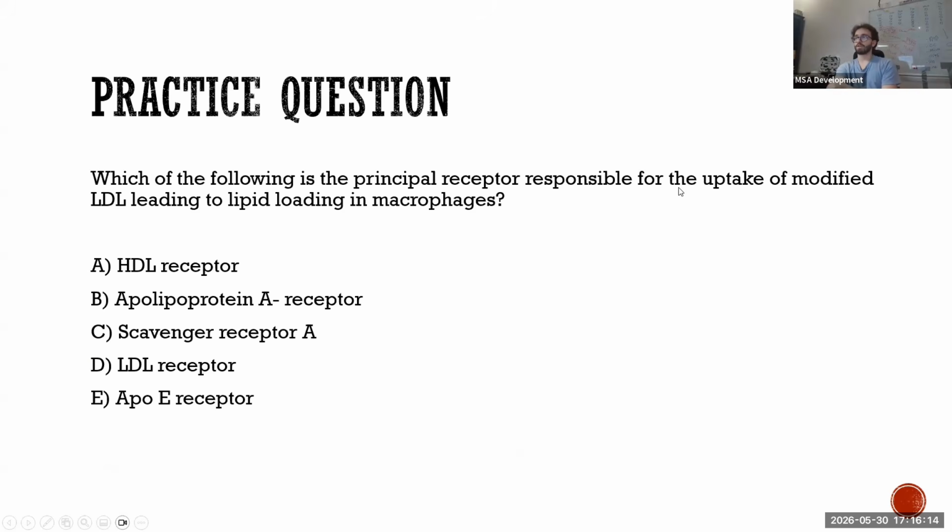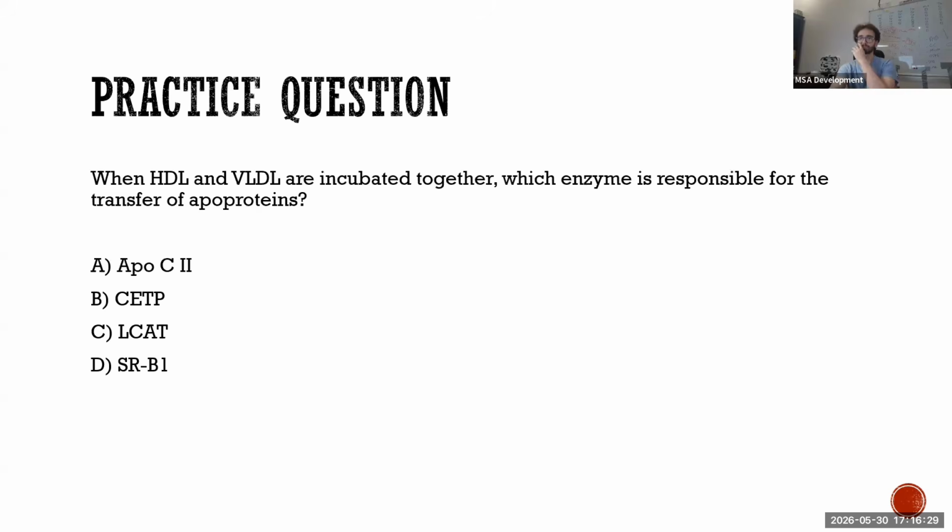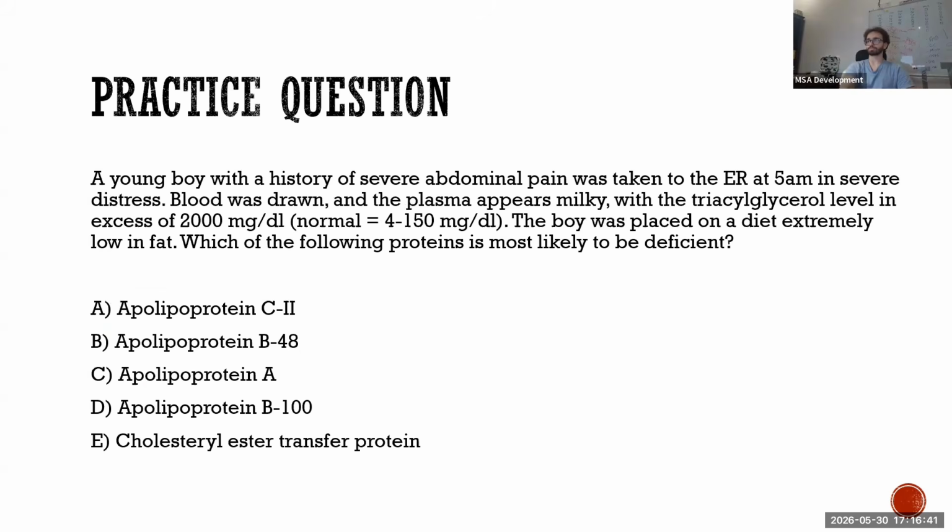What is the principal receptor that takes up the modified LDL in macrophages? Scavenger receptor A. Lipoprotein A is covalently bound to which one? Meaning, lipoprotein A basically ruins which lipoprotein? We said ApoB 100. When HDL and VLDL are incubated together, what enzyme is responsible for the transfer of apoproteins? I told you guys. What enzyme takes stuff from HDL and gives it to VLDL? CETP.